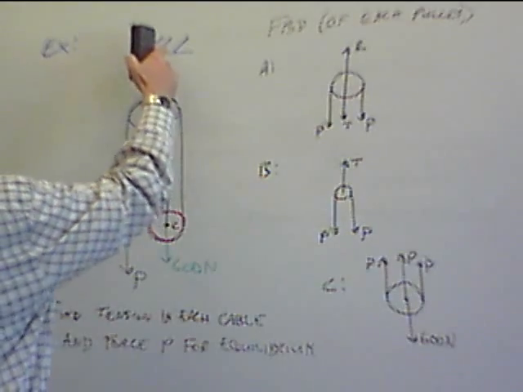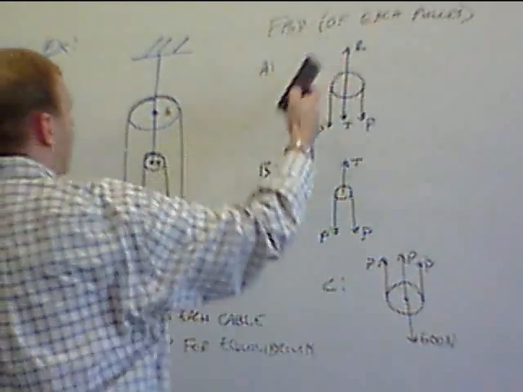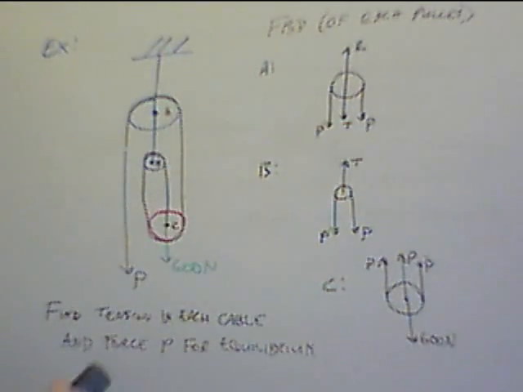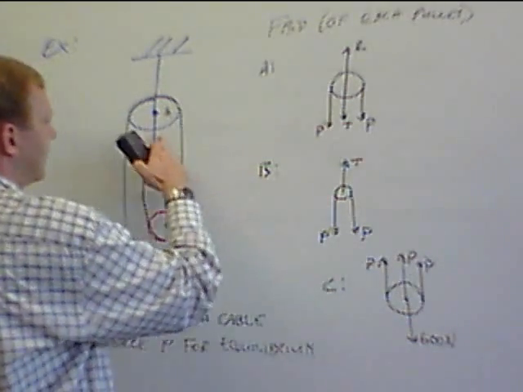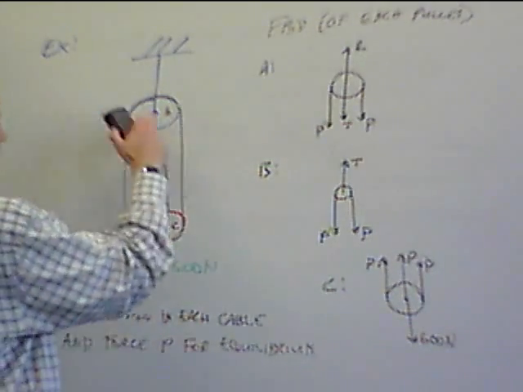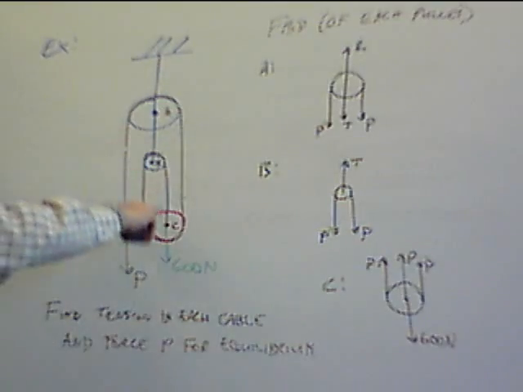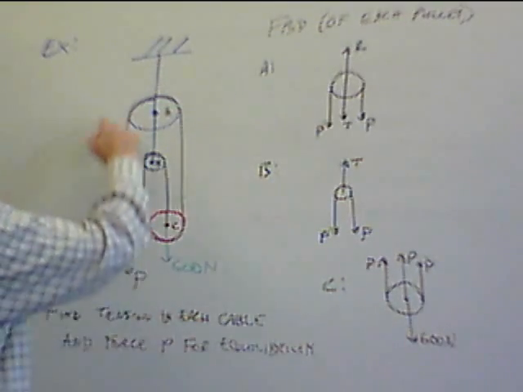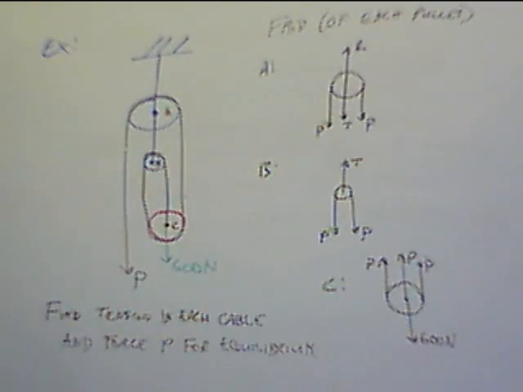So we have force R, the reaction force from the ceiling. We have tension in this cable here, which we call force T. And we have force P. Again, it is tension in this cable all the way through, but it's because of the applied force here that keeps that tension. Okay, so we need to go through and analyze and find out what these are.